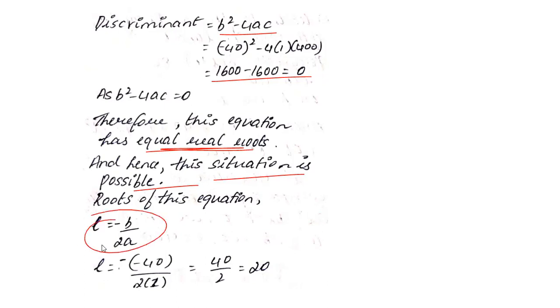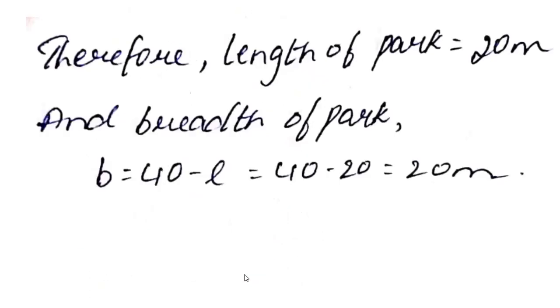So L is equal to minus B divided by 2A. So L is equal to 20. So both the roots are 20. So length is equal to 20 meters. Breadth will be 40 minus 20, which is again 20 meters itself. Right? Clear?